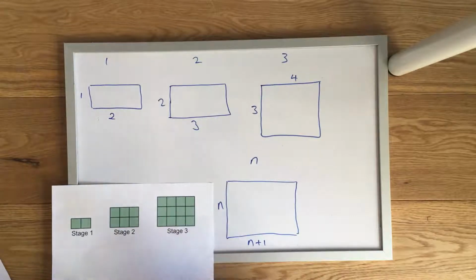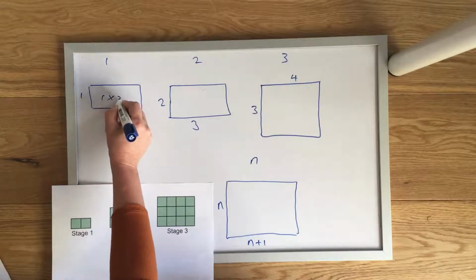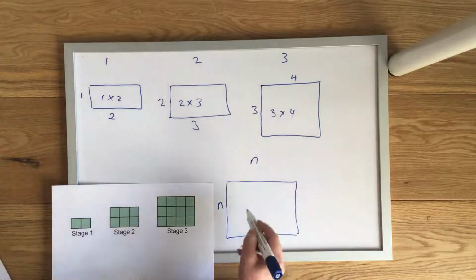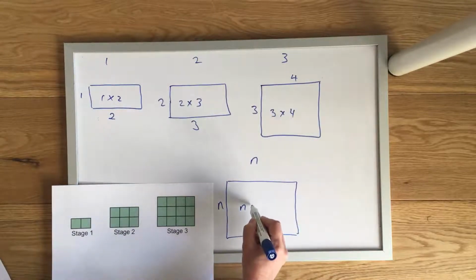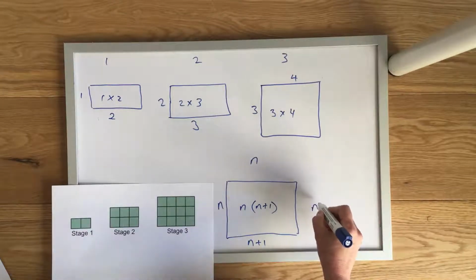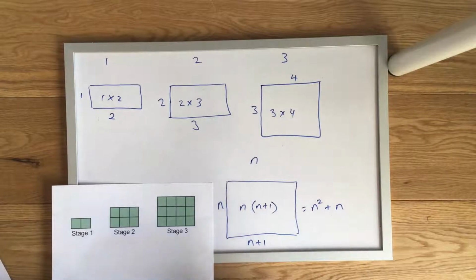So internally, the number of squares that we have, this is 1 times 2, this is 2 times 3, this is 3 times 4, so this one is going to be n times n plus 1. And if we multiply out the brackets, we'll get n squared plus n, same as before for our general term.